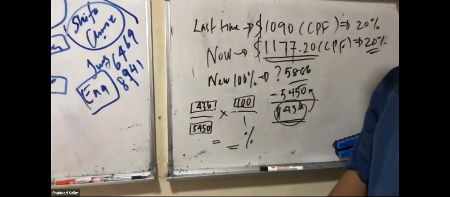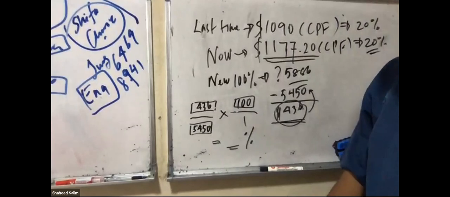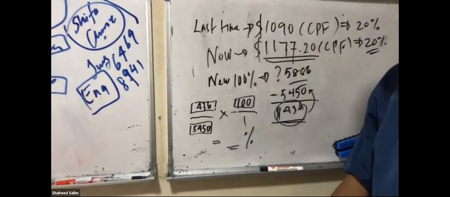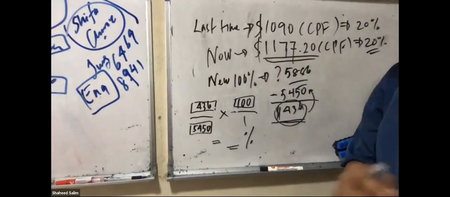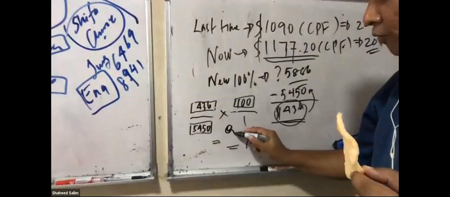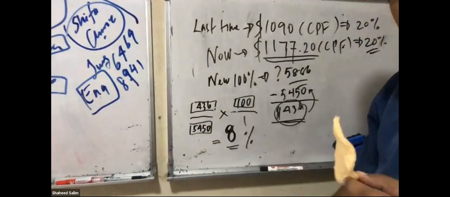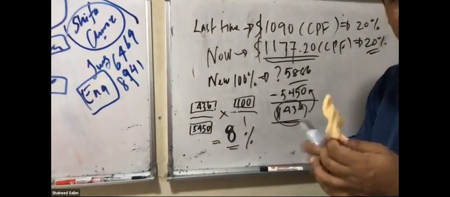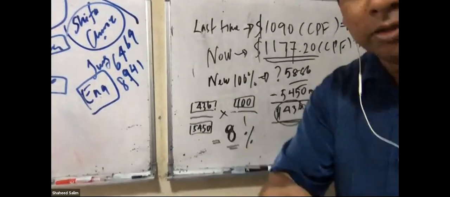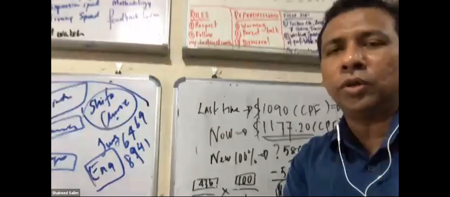Cannot hear you. How many percent? 8. Well done, 8%. But are you very clear how to do this or not? Very clear means you should be able to do it by yourself.